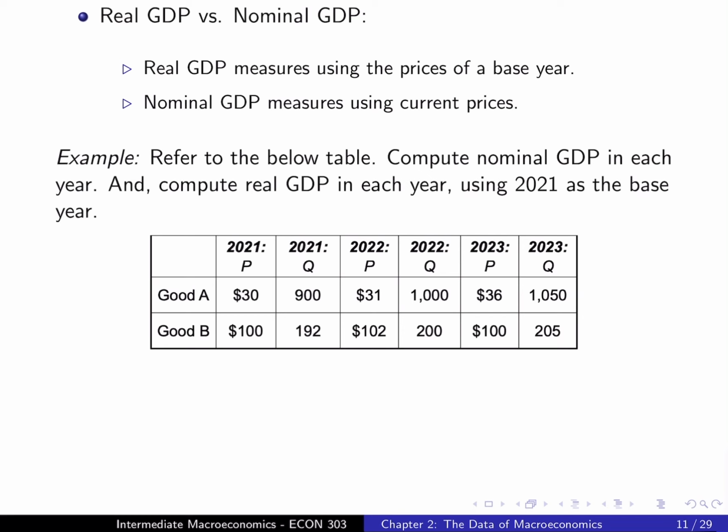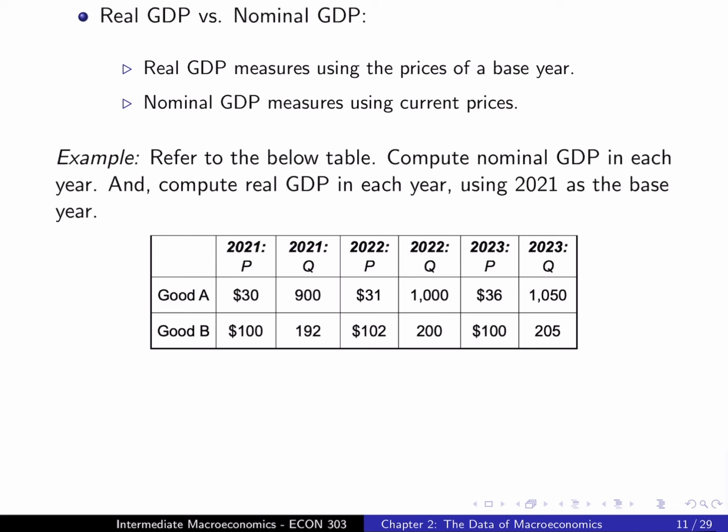Let's take a moment to distinguish between two important ways to measure GDP, real GDP versus nominal GDP. Real GDP measures the value of goods and services using the prices from a base year. This allows us to isolate changes in output by removing the effects of inflation. Nominal GDP measures the value of goods and services using current prices from the year in which the output is produced. As a result, it reflects both changes in output and changes in prices.